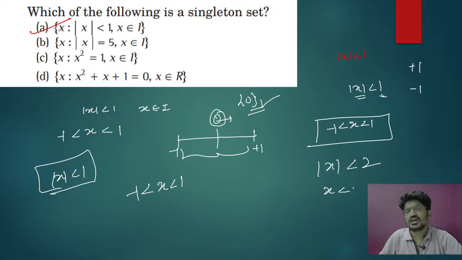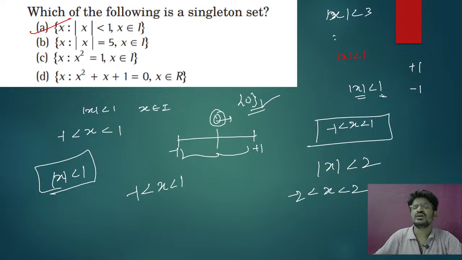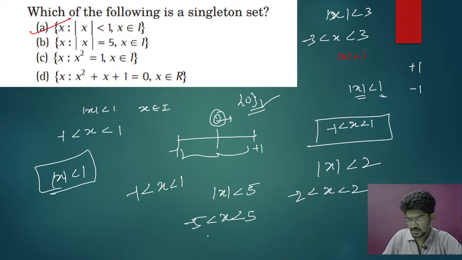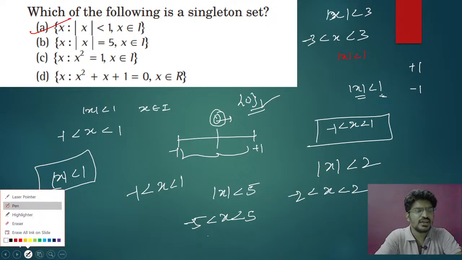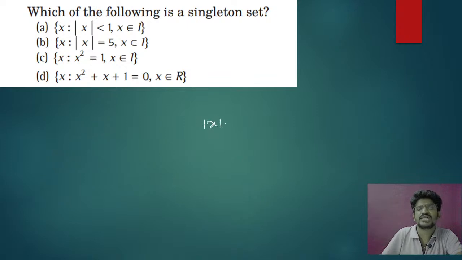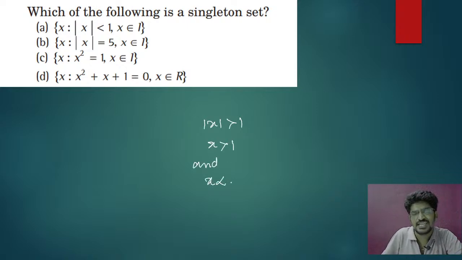Can you tell me what is mod x lesser than 2? It will be lesser than 2, greater than -2. What will be mod x lesser than 3? x is lesser than 3, greater than -3. What will be mod x lesser than 5? It will be x lesser than 5, greater than -5. So like this you have to simplify. Suppose I reverse this, and I will see how many of you can get the answer for this. If I write mod x is greater than 1, how can you solve it? First one is x will be greater than 1 and the second one will be x is lesser than -1.